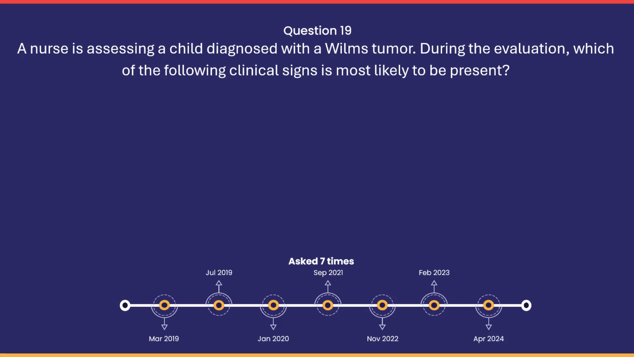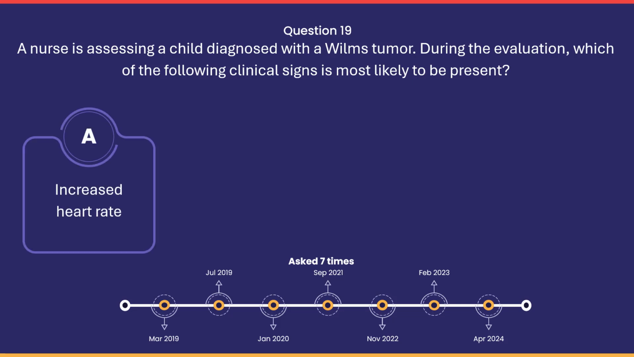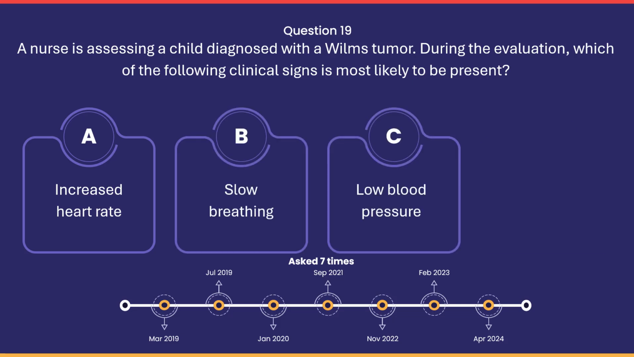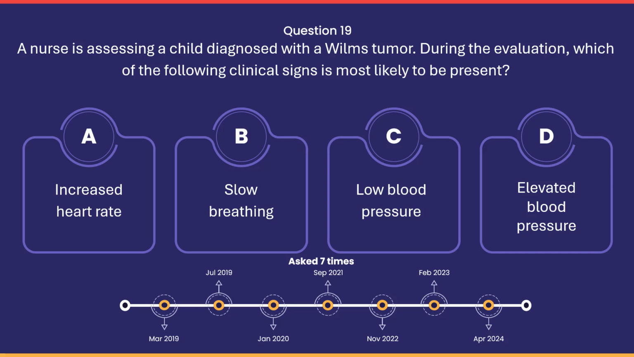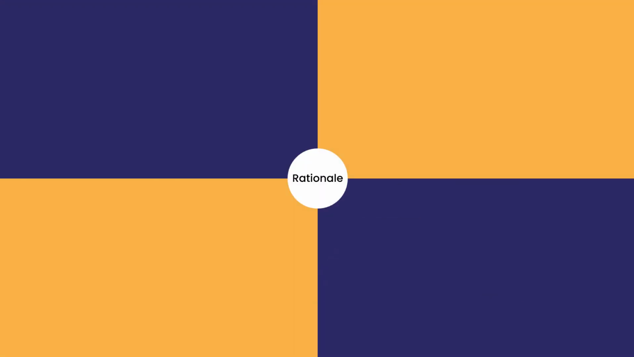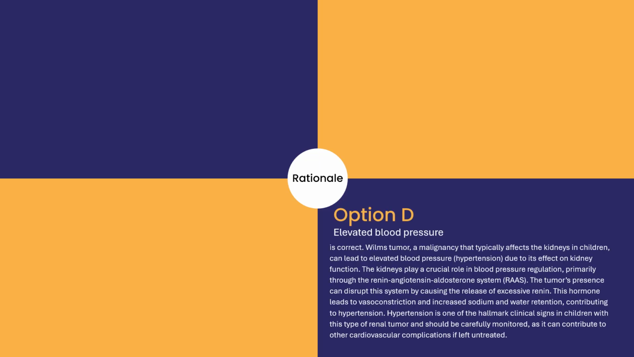A. Increased heart rate. B. Slow breathing. C. Low blood pressure. D. Elevated blood pressure. The correct answer is D. Elevated blood pressure. D is correct.